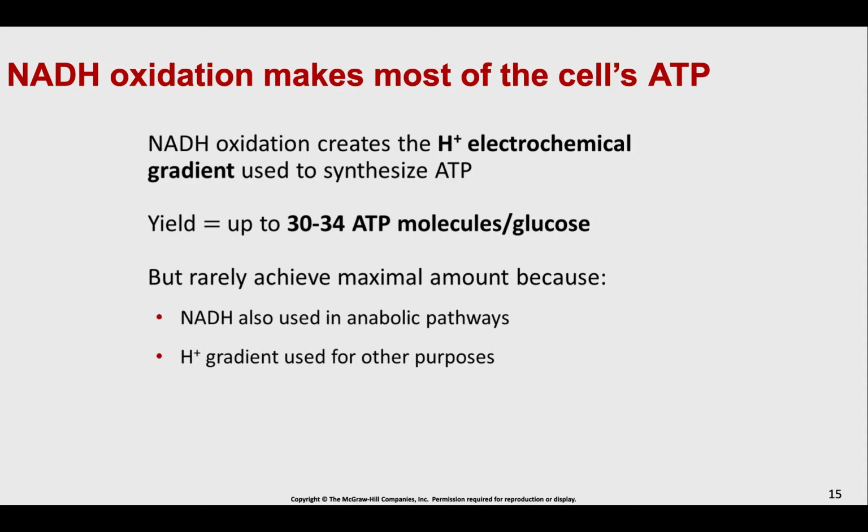All right, so the cell is utilizing NADH and the electrochemical gradient in multiple ways, not just in cellular respiration. So oftentimes we are not going to make that 30 to 34 ATP. It's going to be a little bit lower than that because the cell is taking away some of the NADH and the proton gradient to use in other processes.